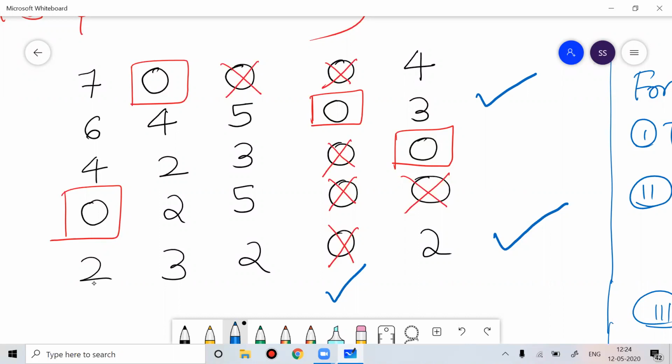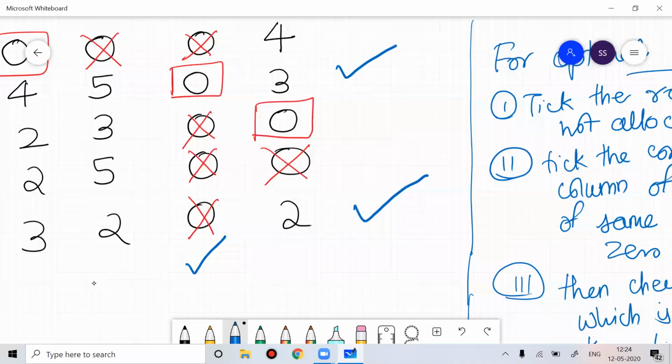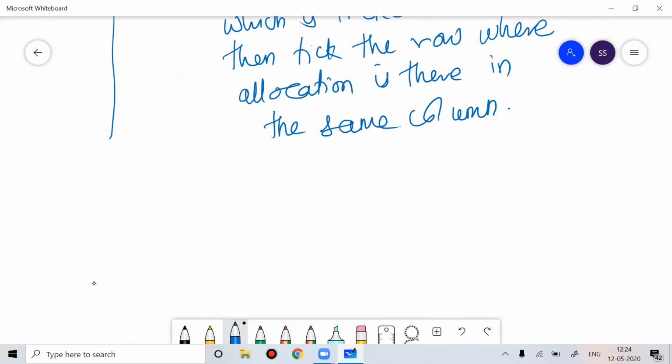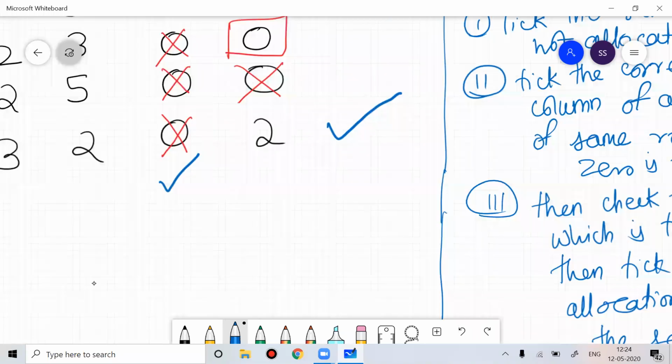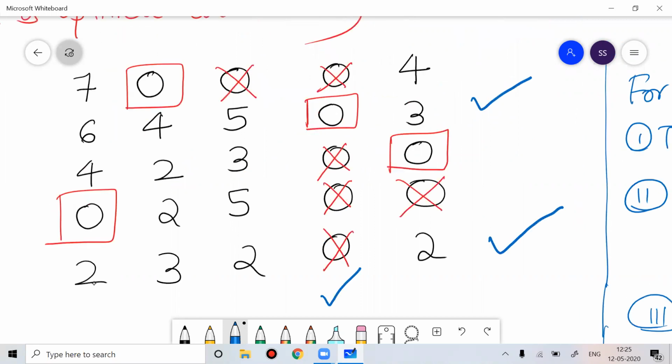Once you're sure that all your ticking is done, now what you have to do in step 4: cross all the ticked columns and the unticked rows.